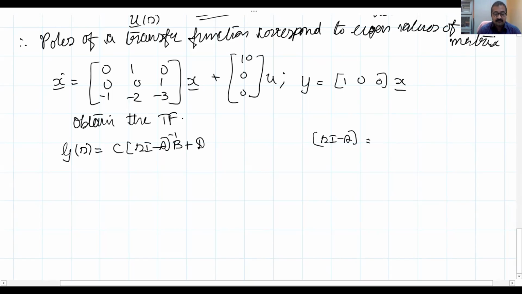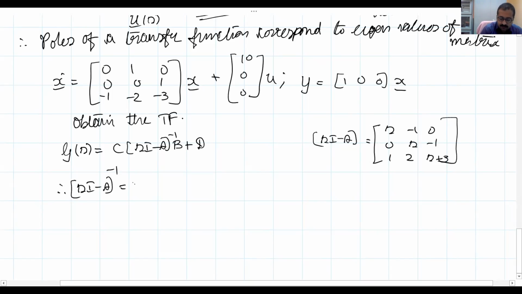A is a 3 by 3 matrix. So sI will be [s, 0, 0; 0, s, 0; 0, 0, s]. So sI minus A will be [s, minus 1, 0; 0, s, minus 1; 1, 2, s plus 3]. Okay, so what will be your (sI minus A) inverse? Adjoint of (sI minus A) divided by the determinant of (sI minus A).